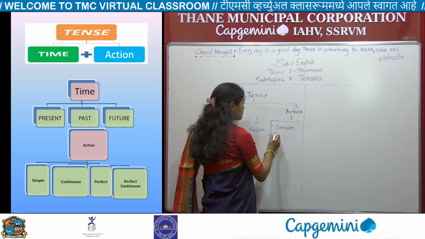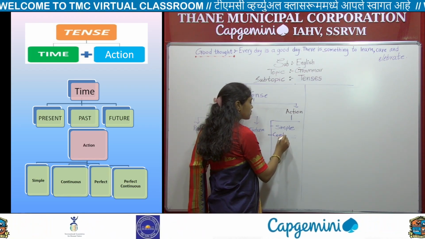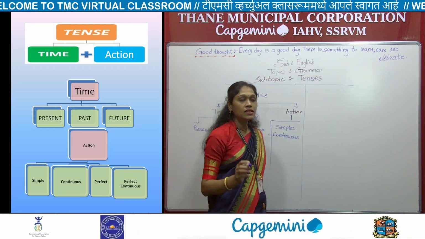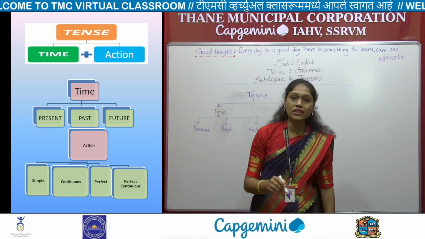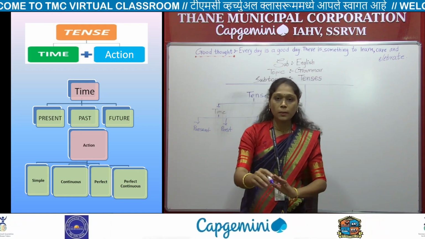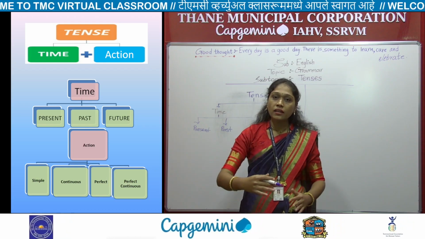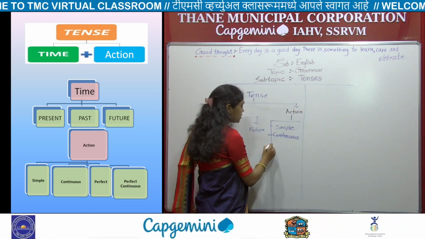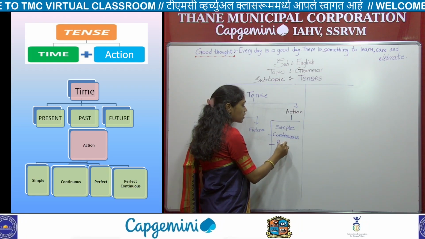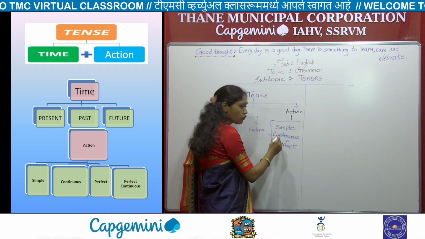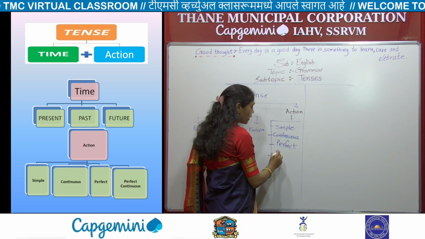Continuous tense. Continuous action means the action is happening right now. It's not complete. It's running. It's starting right now. It's continuous. Then perfect means the action is complete. And the fourth one is perfect continuous.